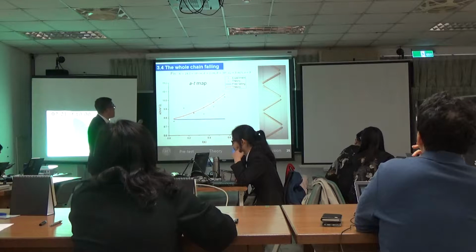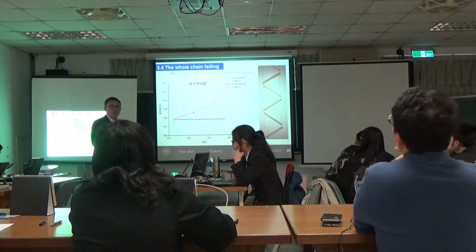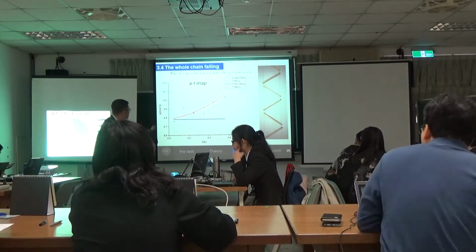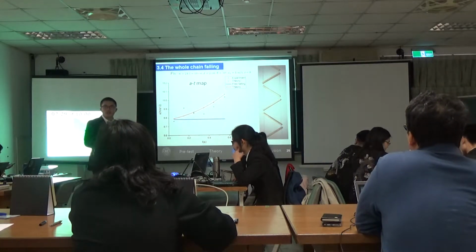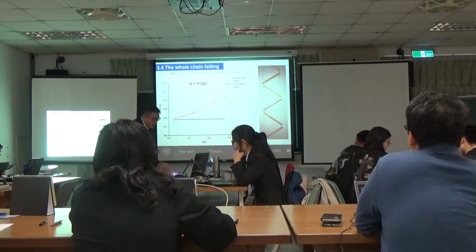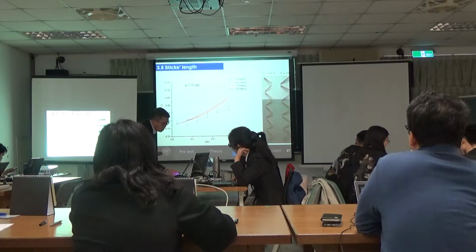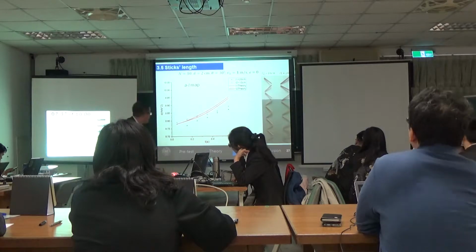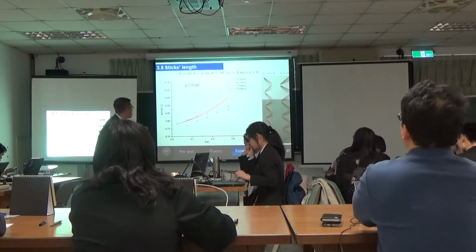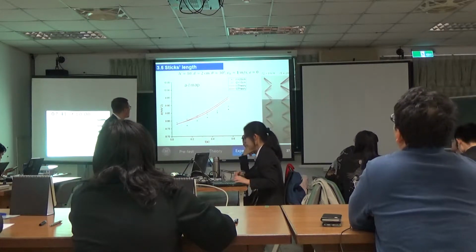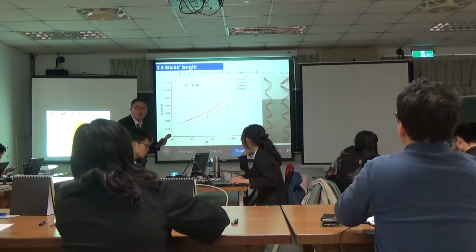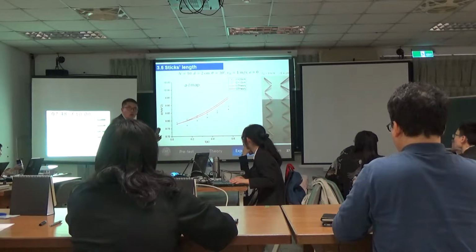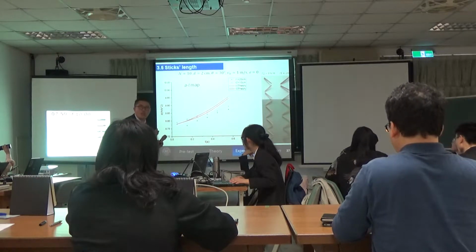And we can find the black point is our experiment point. We can find the acceleration will get bigger and bigger, and we can find our theory fits our experiment. And then when we change the stick's length, we can find that when the length of the block gets longer, the acceleration will get smaller. So we think the shorter the block, the greater the acceleration effect.